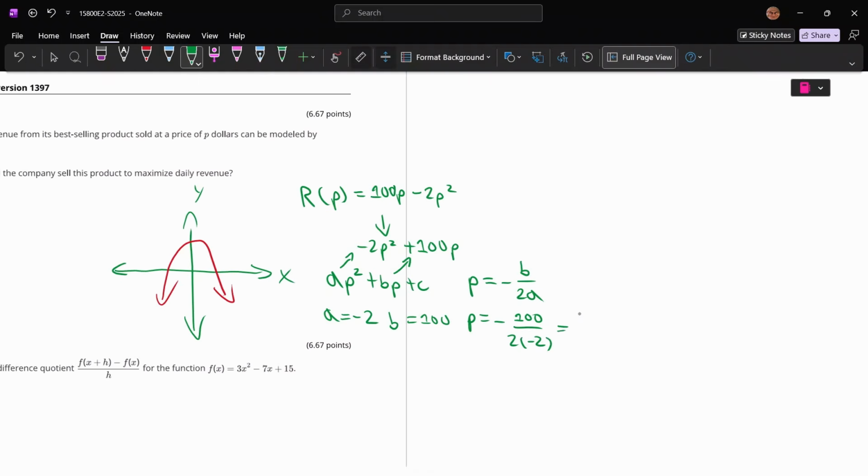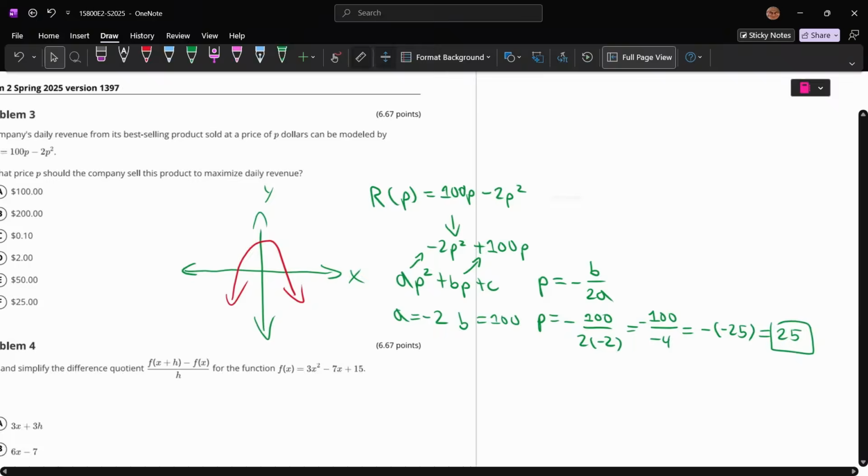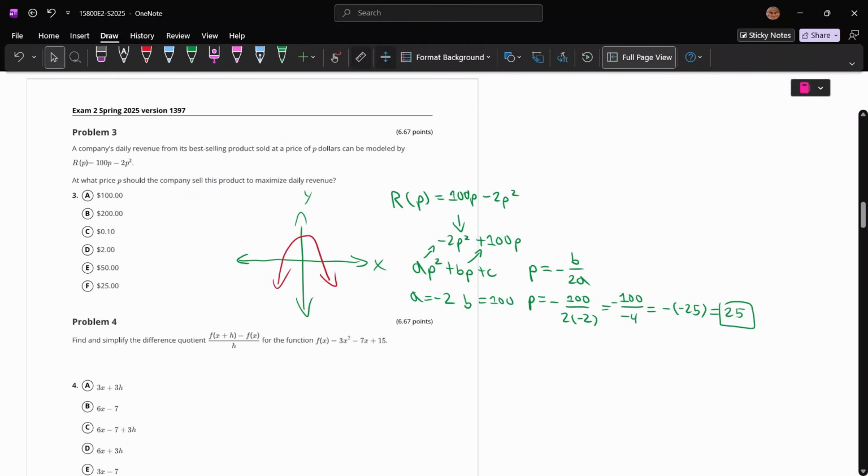This simplifies to negative 100 over negative 4, which equals 25. What this tells us is that this is the price that gives the maximum revenue, because visually speaking, when x is equal to 25, you end up here. So we'd want to sell the product at $25 to get the highest revenue. The answer to this question would be F.